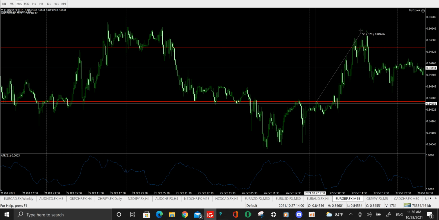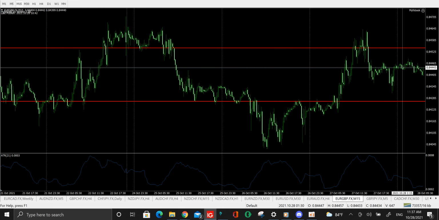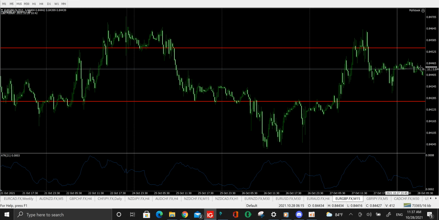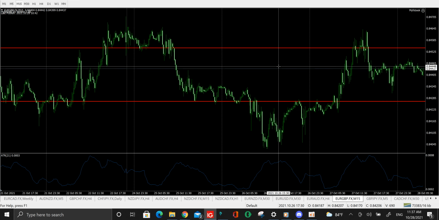We can see price did climb up about 40 pips high, and then for the past several hours, which looks like the Asian session, it's just been in a range. So this is another pair that might just stay within the range for the week.